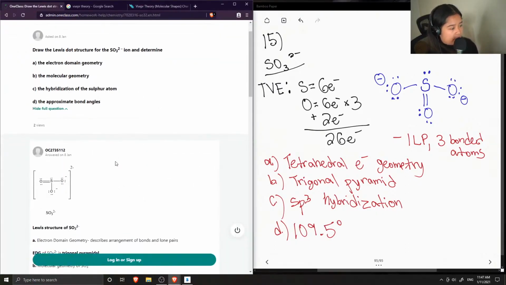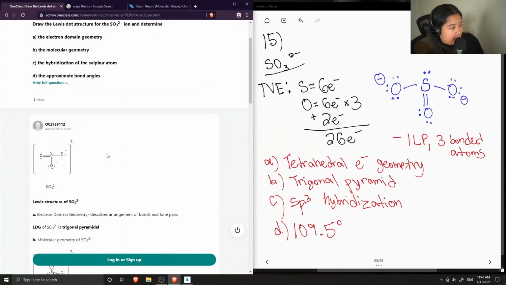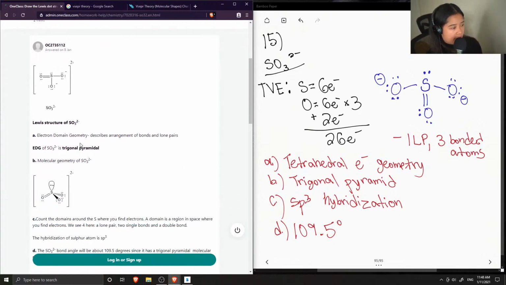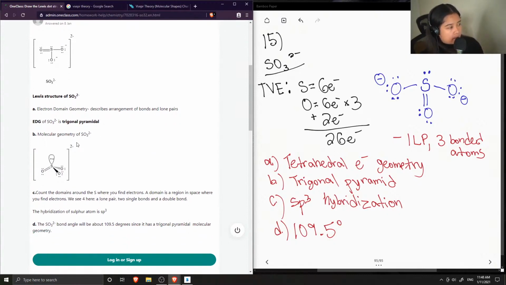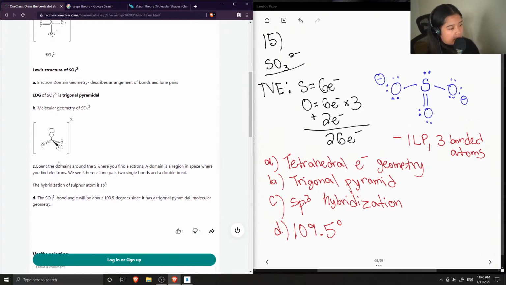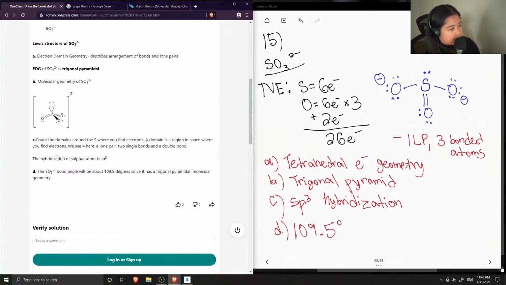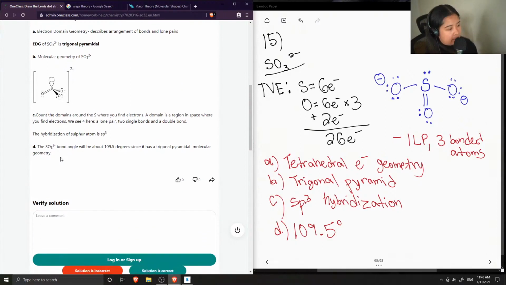Okay, so let's see what the junior tutor said. They had the same Lewis structure. It's just a different resonance structure. For electron domain geometry, I think they meant to put this as the molecular geometry. As you can see here, when they draw it out, you get a trigonal pyramid shape. I'm just going to fix that down there. Hybridization is sp3, and the bond angle is 109.5.